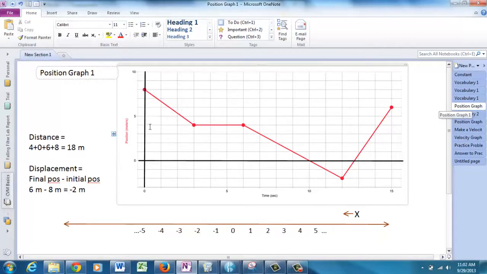So it traveled 4 meters in the first segment, and then 0 meters in this segment, 6 meters in this next segment, and in the last segment it traveled 8 meters in the positive direction, which if we add all those numbers together, we get 18 meters. The displacement is given by the final position here, which is 6 meters, minus the initial position here, which is 8 meters. The displacement comes out to be negative 2 meters, meaning that the object ended at a position to the left of where it started from.